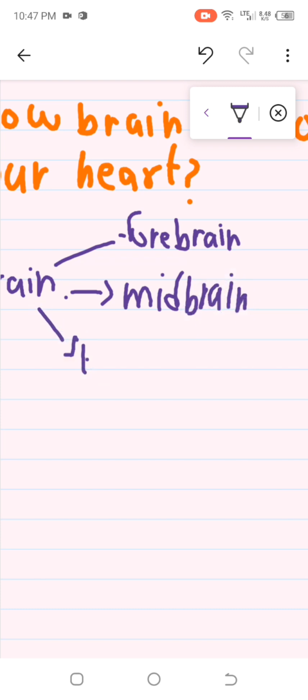How the brain controls our heart. Fine. So as we know, in the heart, first of all, let's see the concept of the brain. Here I have the brain, and we all know that the brain is divided into three parts. Number one is the forebrain. Number two is the midbrain. And number three is the hindbrain.